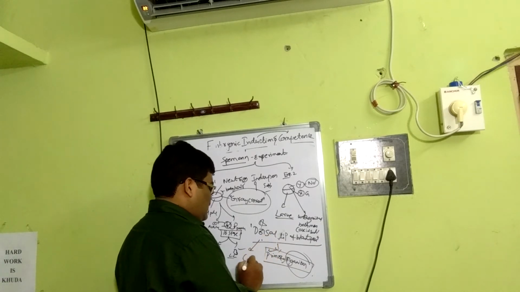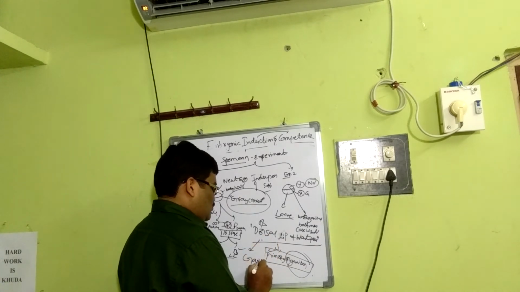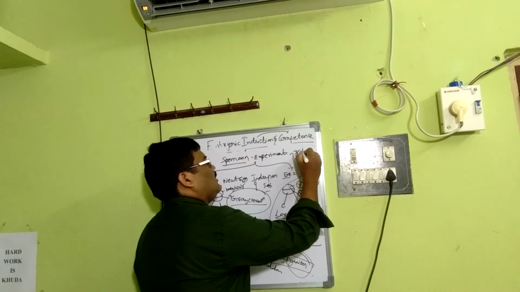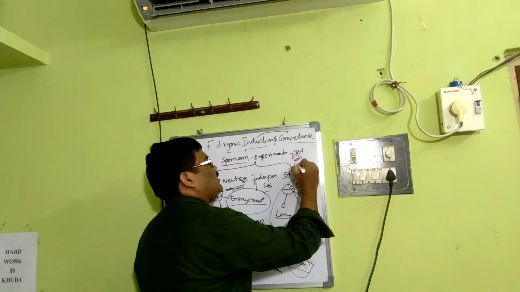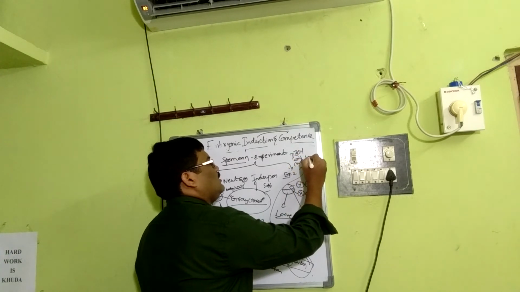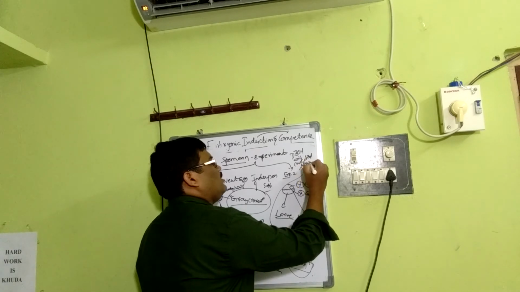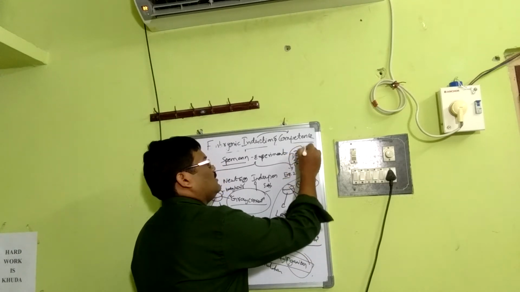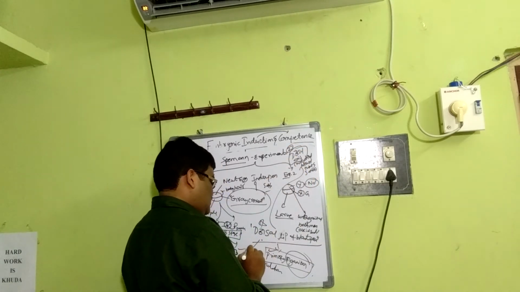First one is gastrulation, another one is dorsal axis, which contains notochord, neural tube, and somites. This is very important. This is the first one, this is the second one.